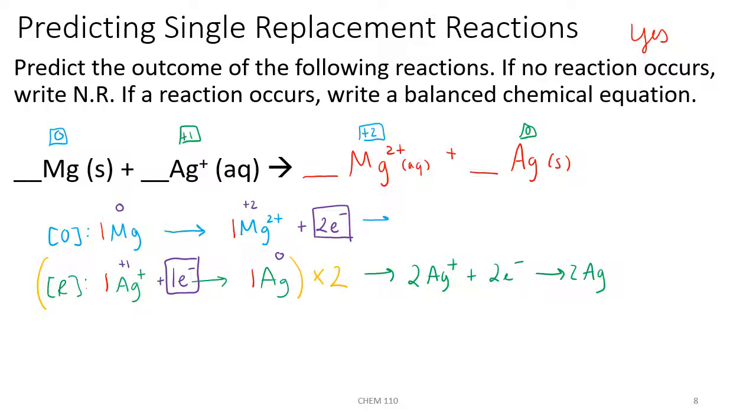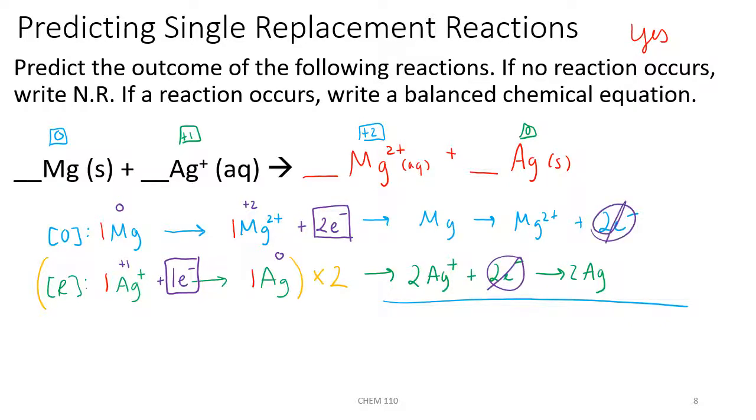Let's rewrite our first one on top of the second one. Magnesium going to magnesium 2 plus our 2 electrons. Here we can see that our electrons are going to cancel, the 2 electrons on the left with the 2 electrons on the right. And what we're left with then is magnesium plus 2 silver ions, forming a magnesium ion plus 2 Ag. Those are going to be our coefficients for our overall balanced equation.